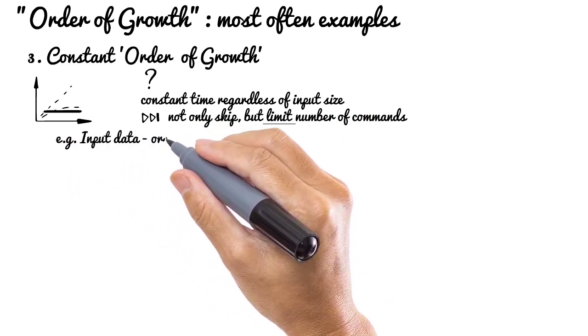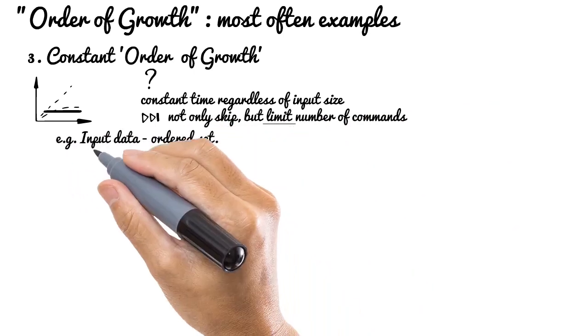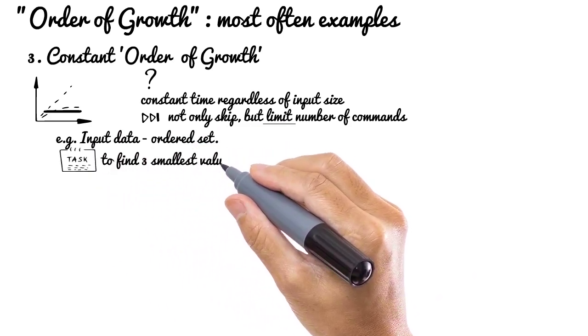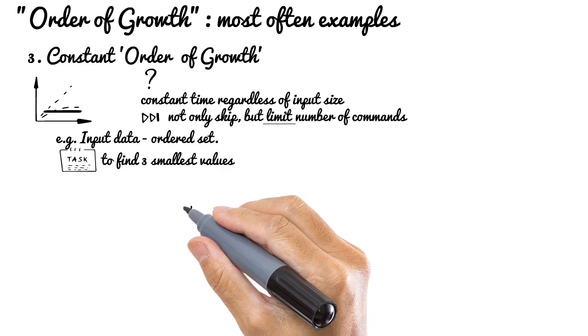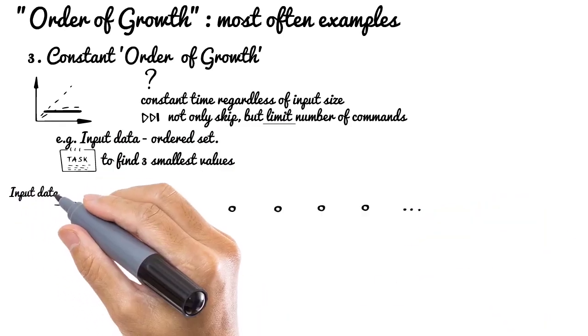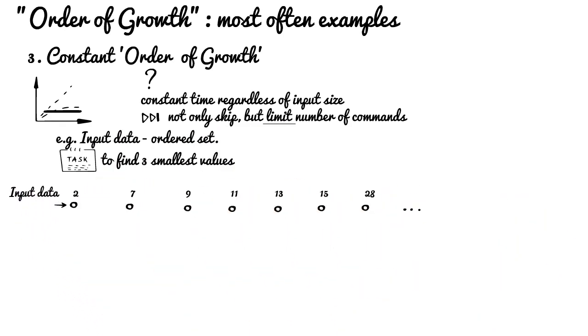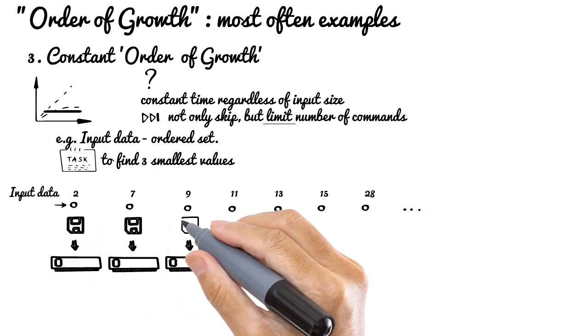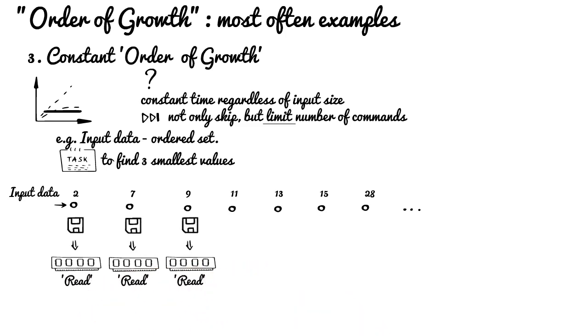Let me bring an example. When you have already preliminary ordered set of values in ascending order, if your algorithm wants to take 3 smallest values, it just needs to read and return first 3 values. There is no need to look into all other values, even if there are millions or billions of them in a set. You know that first 3 will be the smallest 3 values.